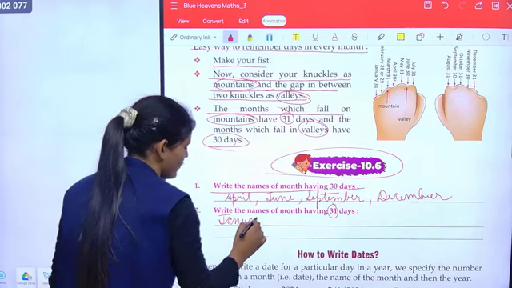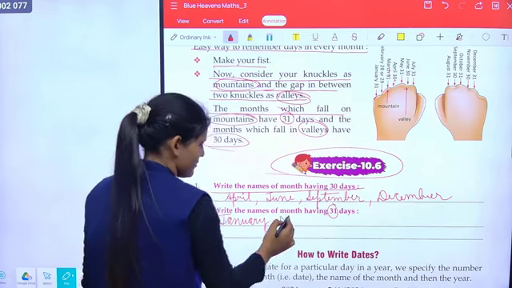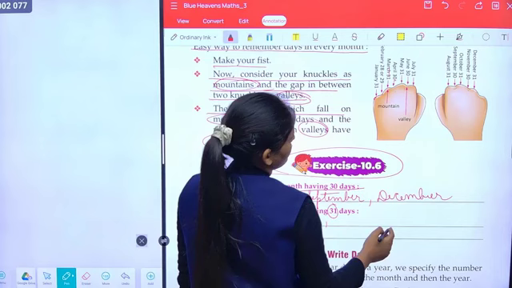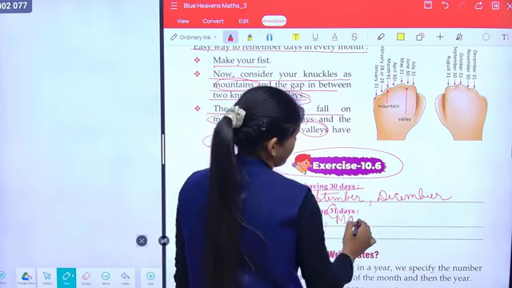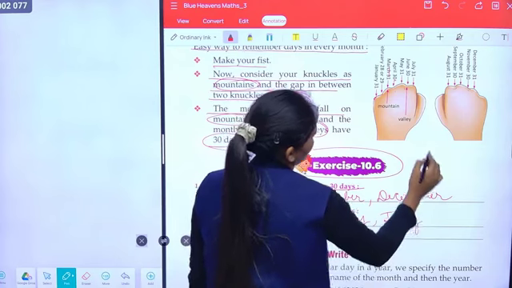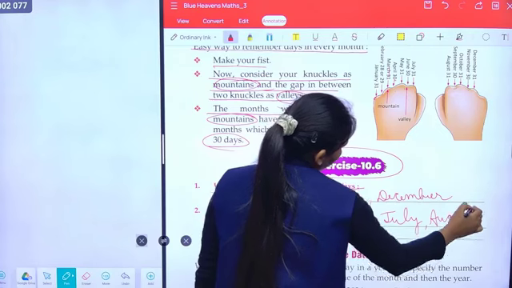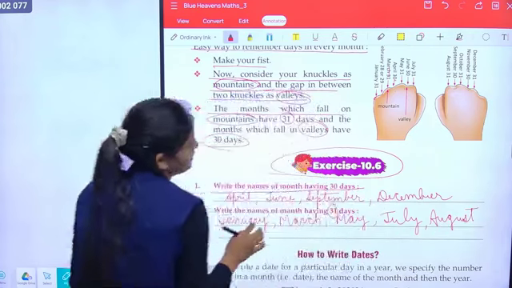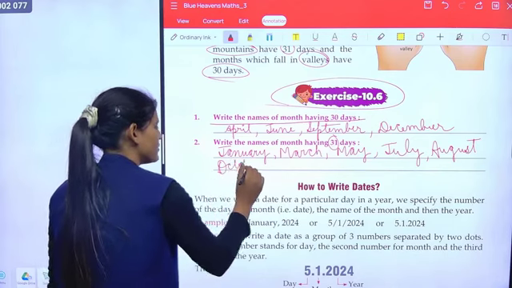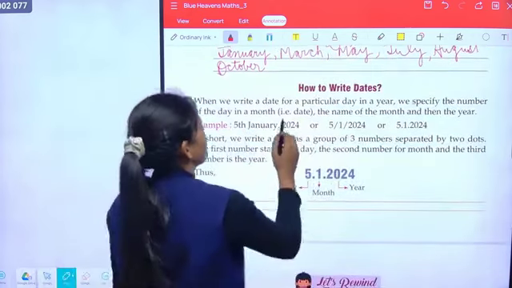Write the spellings carefully class. January, March, May, July, August, October, and December. Understood?